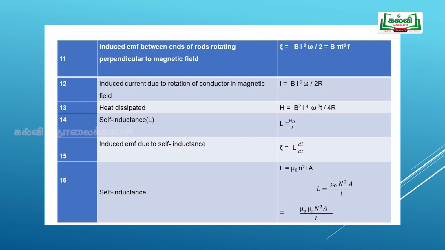Then some more formulae for you. Now, what happens if a conductor in a magnetic field rotates? It is not translatory motion, it is rotatory motion.